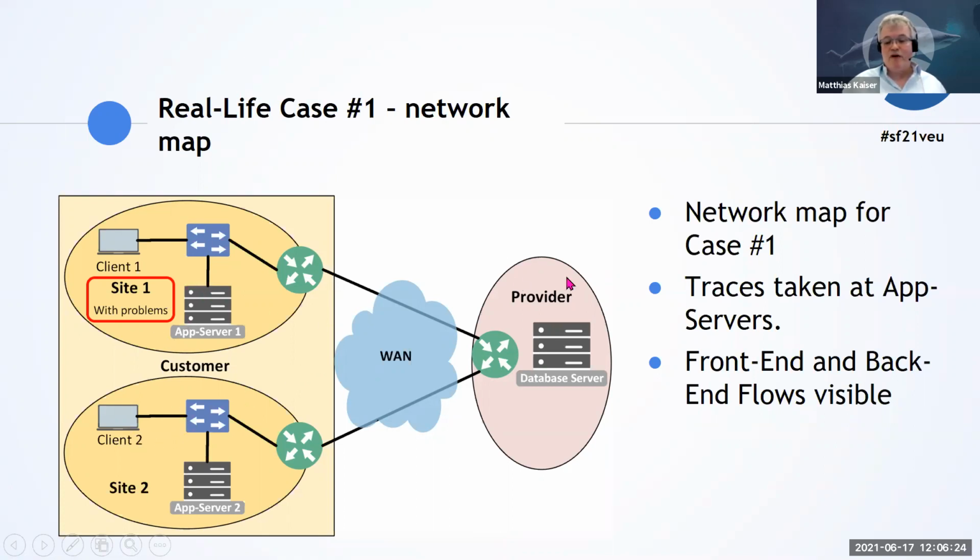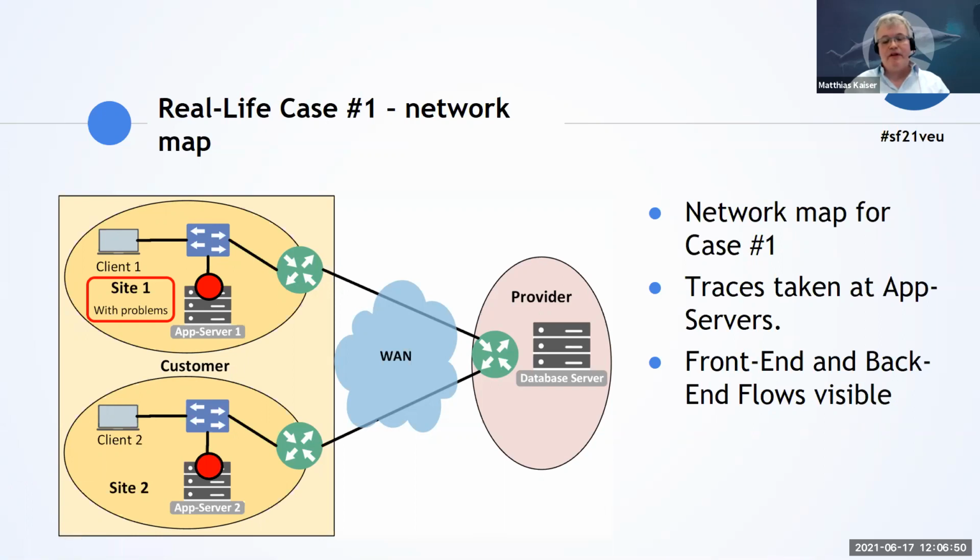Now, front end and back end flows are visible, while my capture locations are at the app server, because you'll see the incoming flow and the outgoing flow. And the database server was located across a 4 megabit leased line at the provider's site.